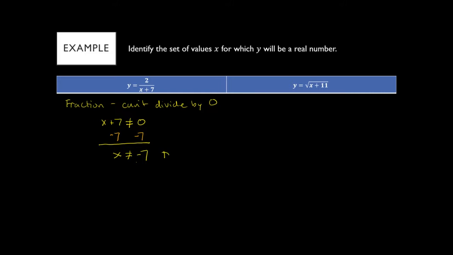This is called the domain. You talked about this a little bit when we were learning about rational expressions. The domain is what values I am allowed to plug in, what values make sure I don't get into any problems. So when it says identify the set of values x for which y will be a real number, it's basically all real numbers except negative 7. We can plug in anything for x except negative 7, which gives us a problem in the denominator.